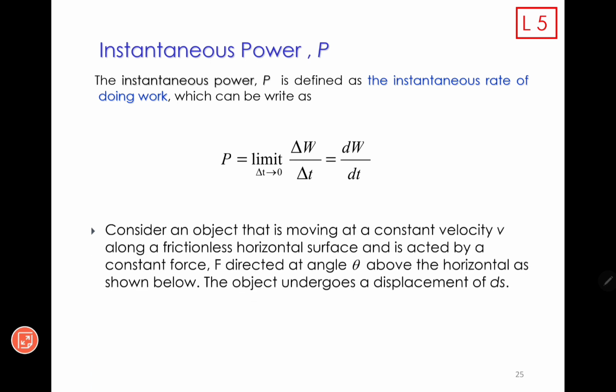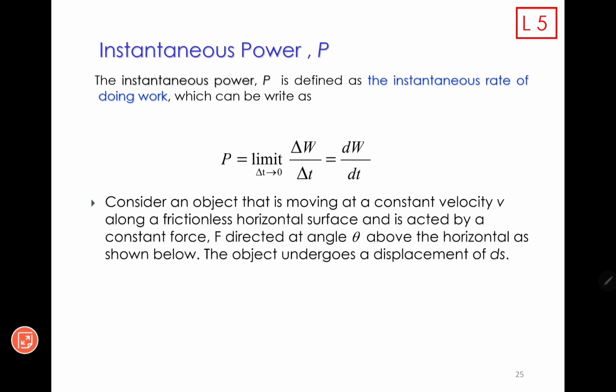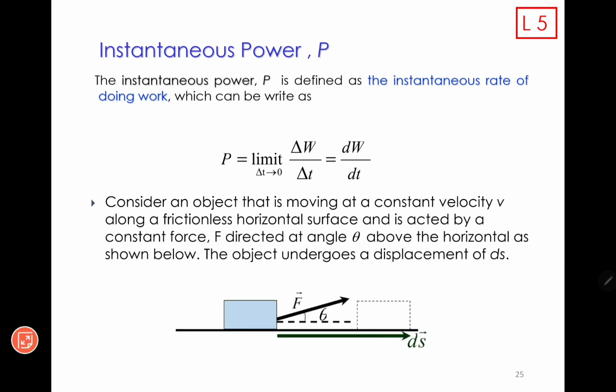So, considering an object that is moving at a constant velocity v along a frictionless horizontal surface, and is acted on by a constant force directed at an angle theta above the horizontal as shown below, the object undergoes a displacement of ds. Okay, so this is the external force exerted on it. This is the angle theta from the horizontal, and this is the displacement ds. Alright, so based on this, what do we have now?